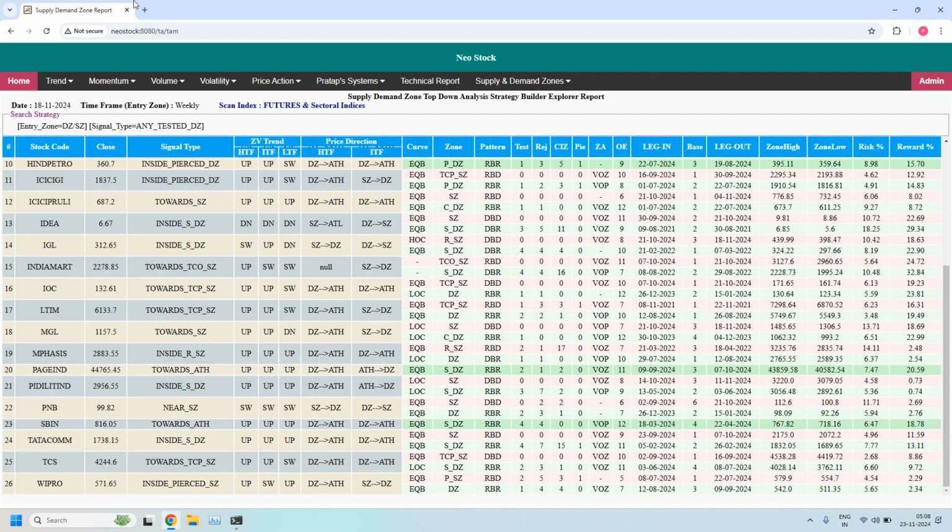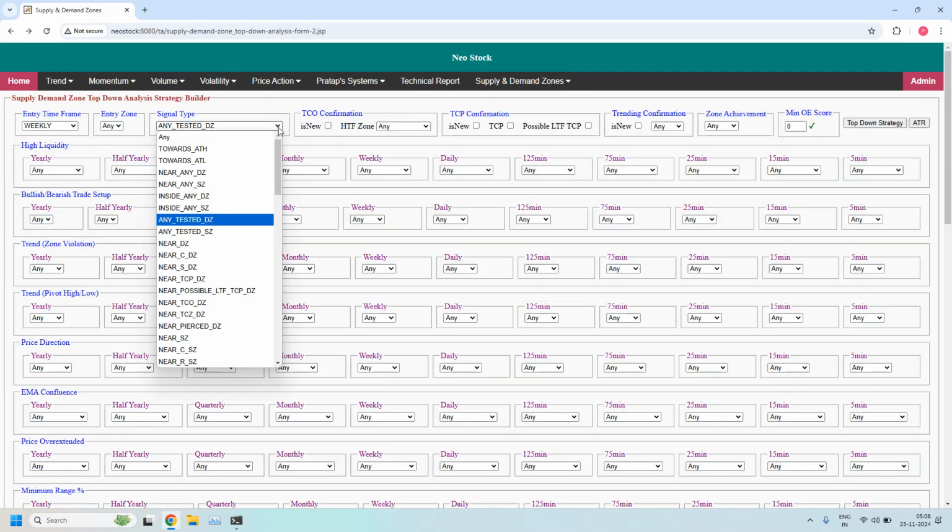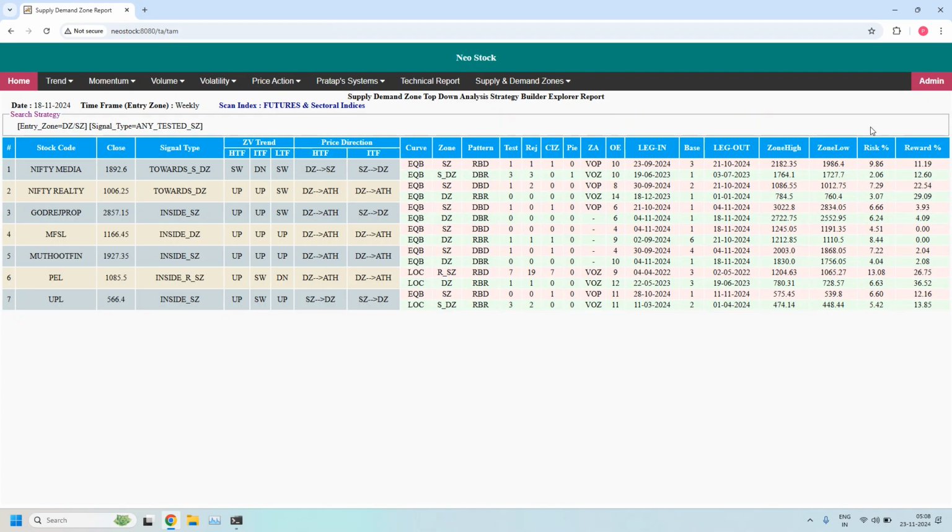Okay, next, weekly time frame. Let us find the stocks having supply zones tested during this week. So 7 stocks filtered. That means these 7 stocks having weekly supply zones are tested. Okay, next.